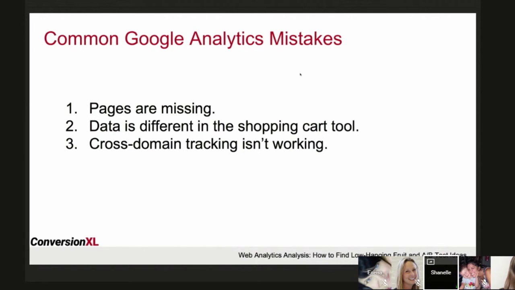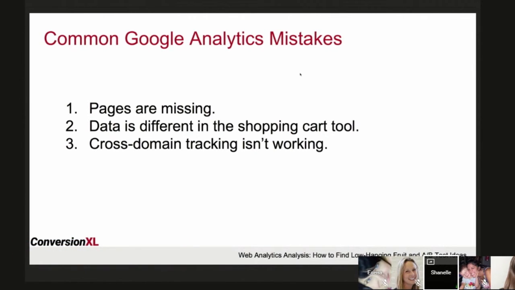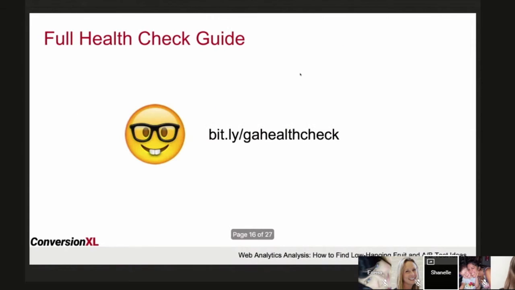For number two, data is different in the shopping cart tool than it is in Google Analytics, and this is especially important for anyone in e-commerce. It's actually a really common issue, and usually it can be solved by looking at potential installation issues. If you set up your shopping cart tool midday, that can sometimes skew your Google Analytics data. If the two are operating in two different time zones, again, that can be causing problems. And then three, you want to make sure cross-domain tracking is working. If it's not working, then information is not being passed to every domain, which means you're not tracking your users from the beginning to the end of the funnel.